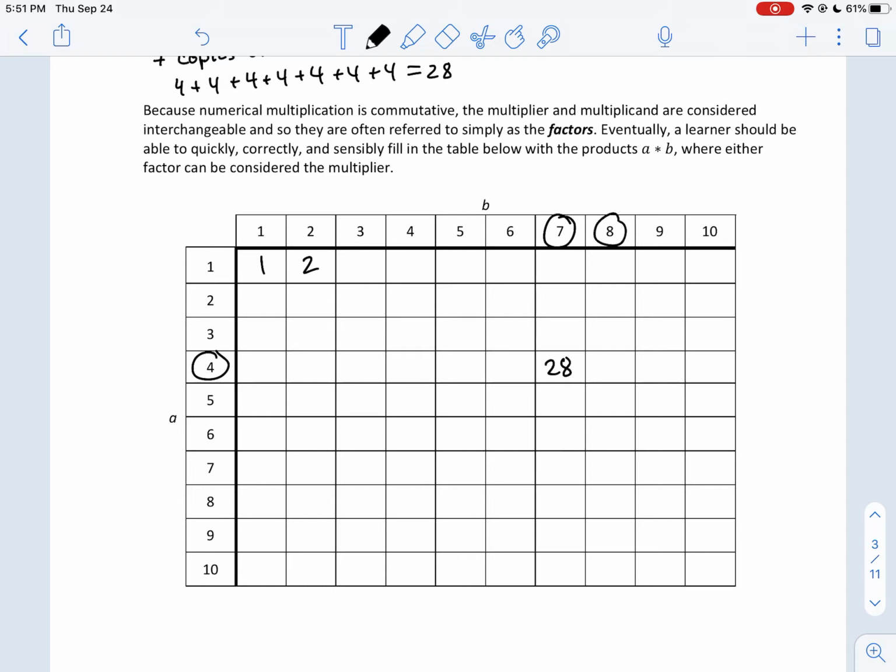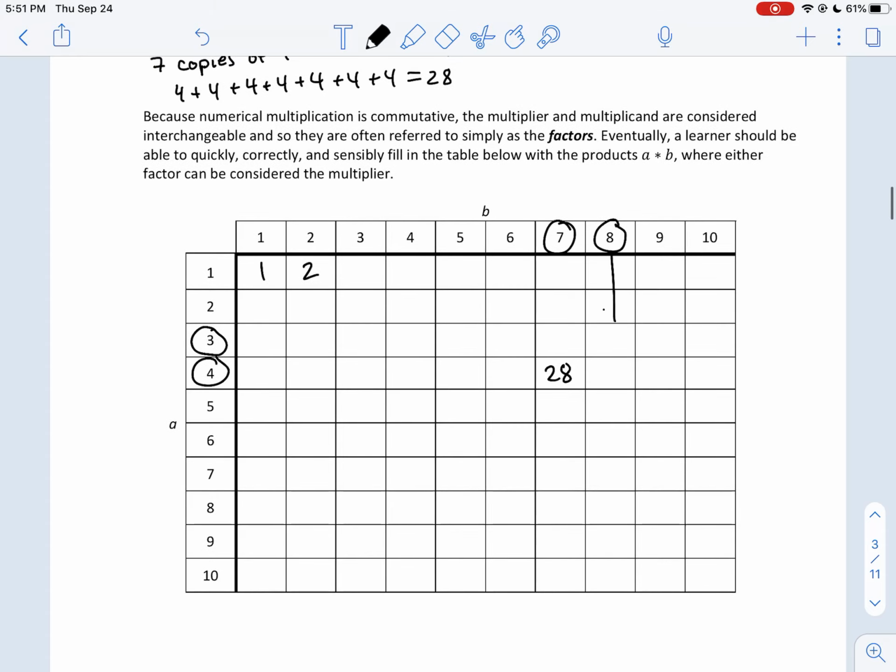But you could do this backwards. Like I could think of this 8 as being the multiplier and this 3 as being the multiplicand. Right, so to get this entry right there, I would say 8 copies of 3. That winds up making 24, etc. You get the idea. I'm not going to fill in this whole table, but you should be able to do that pretty quickly with accurate numbers. Let me pick one more random one. Here's 9 copies of 5. 9 copies of 5 will wind up making 45 when you're done.